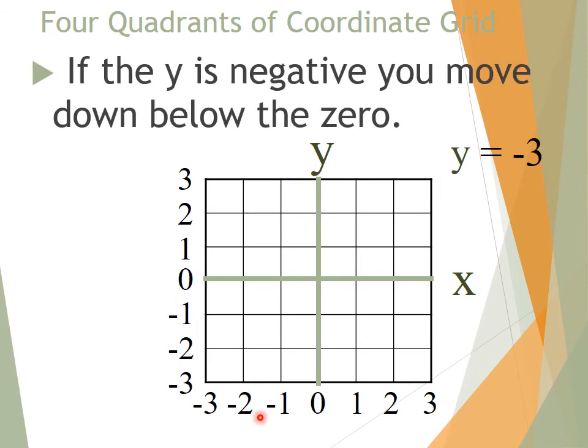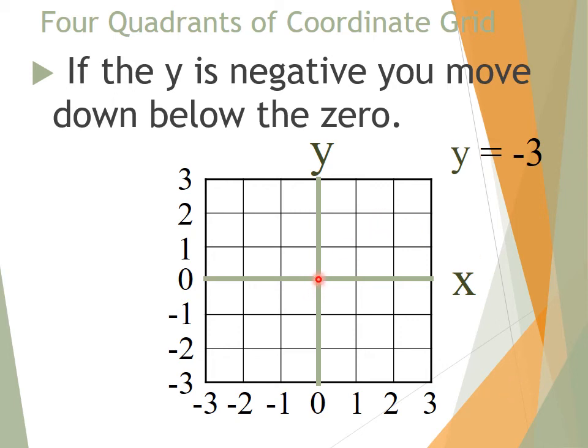Now, if the value of the y coordinate is negative, then you move down below the 0 or origin. This is the origin, right? This is the point of intersection. Don't get fooled by this. I have just given a new scenario to you so that you do not get confused. The origin is right over here.